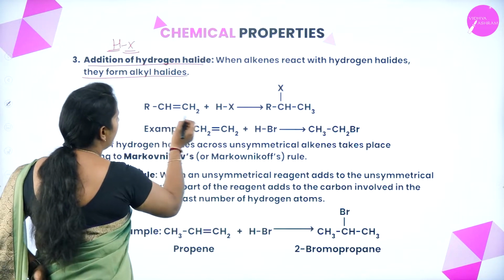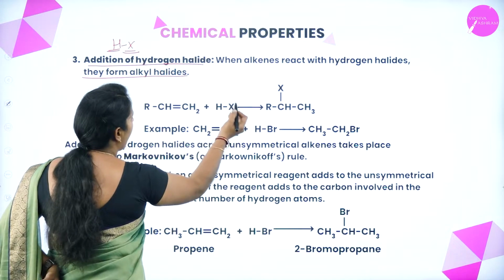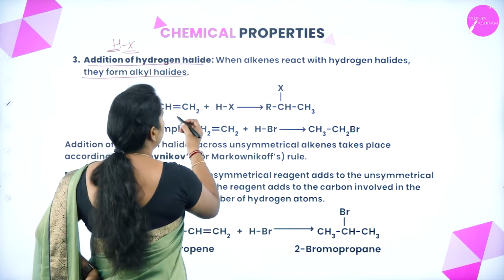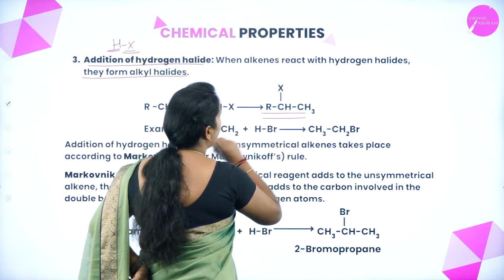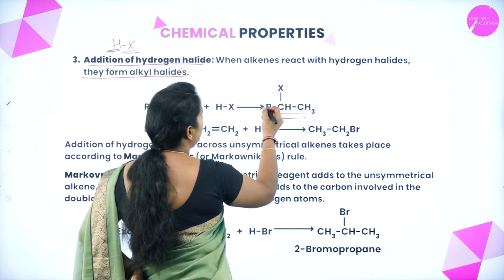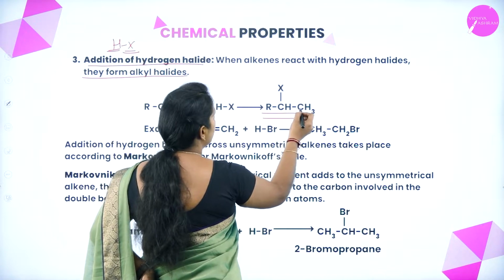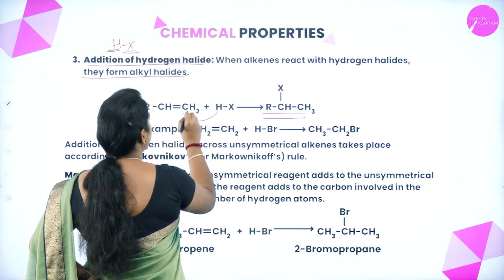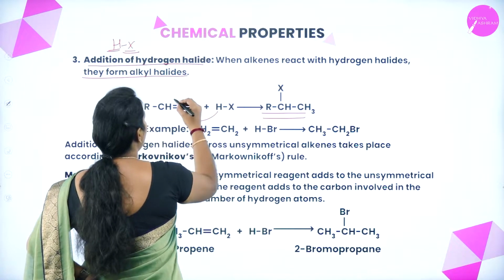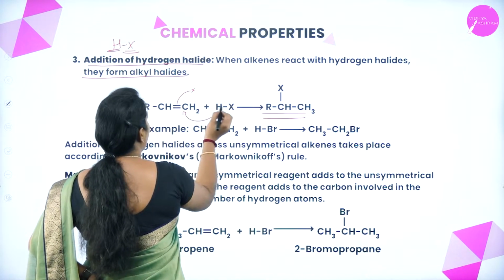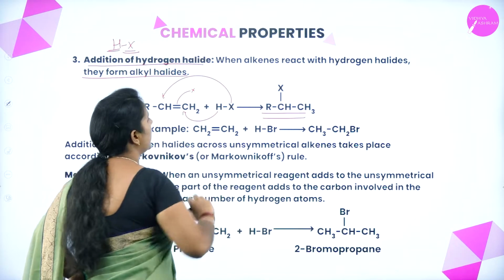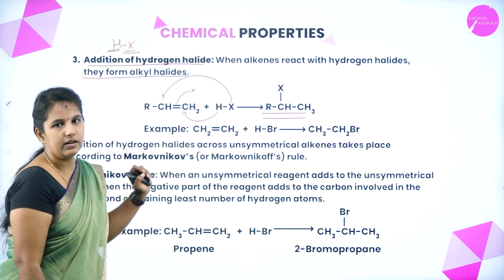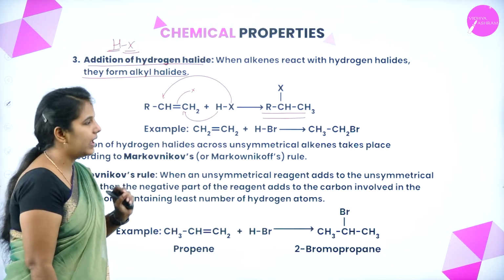When alkene reacts with hydrogen halide, it forms alkyl halide. Here I have an alkene which is allowed to react with hydrogen halide. It gives rise to the alkyl halide. This is R, CH, CH3, and this hydrogen will be accepted by this carbon atom and break this bond, and the halogen atom will attach to this carbon atom and form alkyl halide.